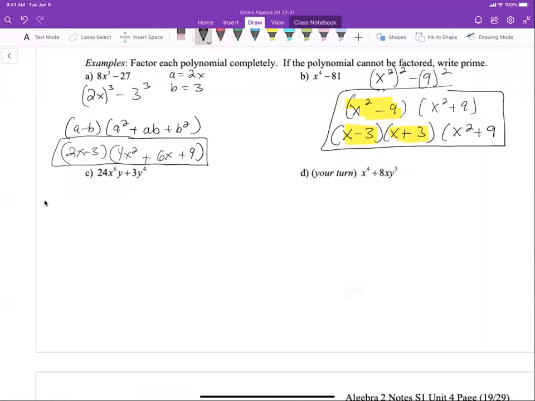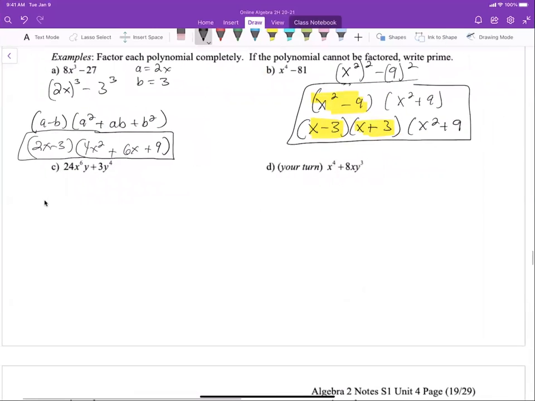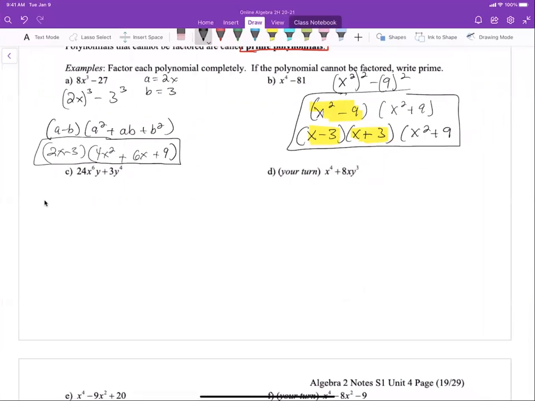How about C? In C, the first thing, remember, we're supposed to do is to check for greatest common factors. And I have a 3 in common. So 24 has a 3 that I can factor out, and 3 has a 3. In addition, I can factor out a y. So I'm going to factor out 3y, and I'm left with 8x to the 6 plus y cubed. Is that right? Yes. Okay, yeah. Oh, there was one thing I forgot to mention.